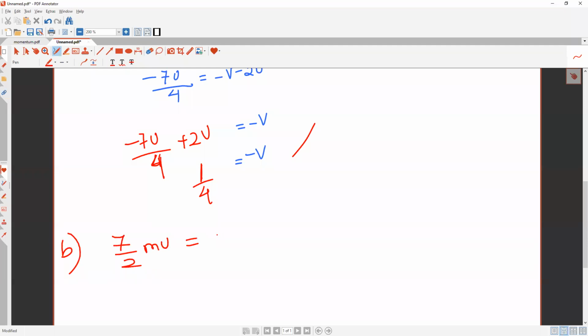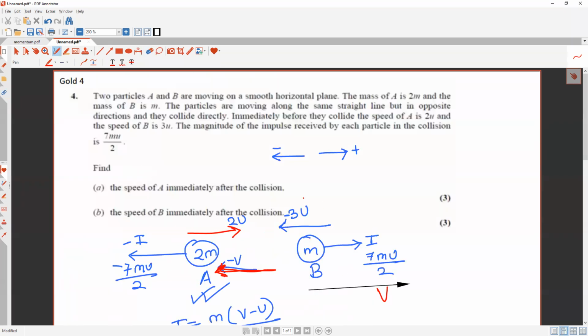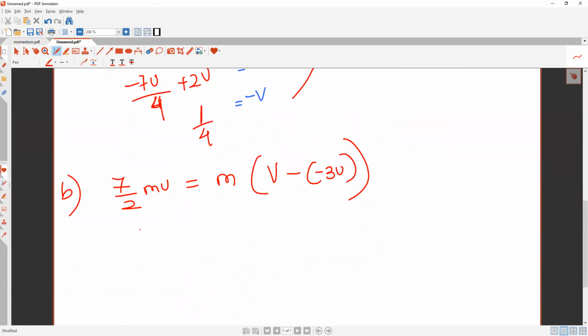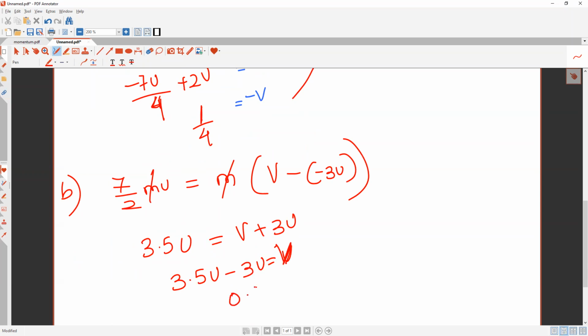7 by 2 mu is equal to m, because m is the mass, times the final velocity, positive V, minus of minus 3u. Why minus 3u? Because your u is in the opposite direction, towards the left, and left we take as negative. Now solve it. m and m get cancelled. So 3.5 u is equal to V plus 3u. So 3.5 u minus 3u is equal to V. What is it? 0.5 u is the V meter per second. Clear? Everyone clear?